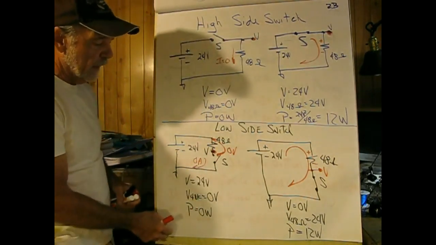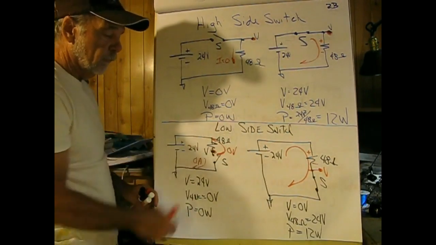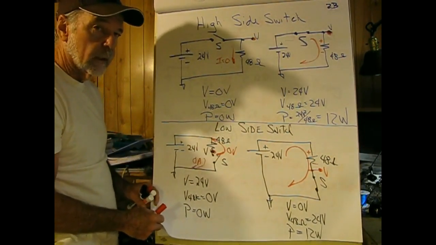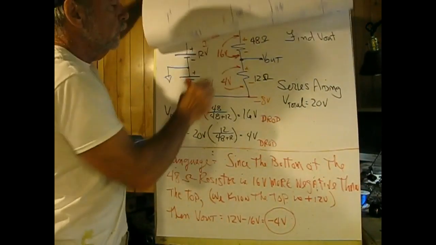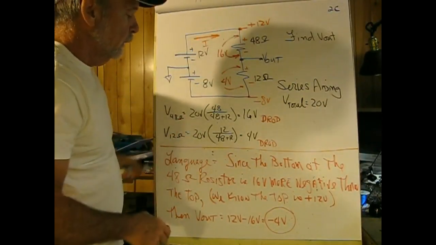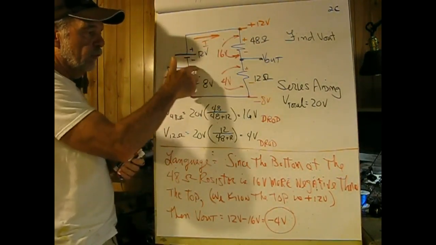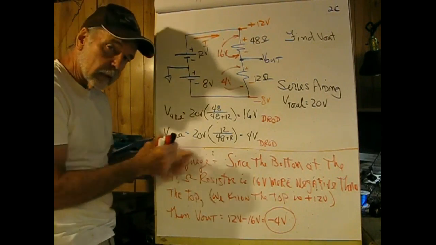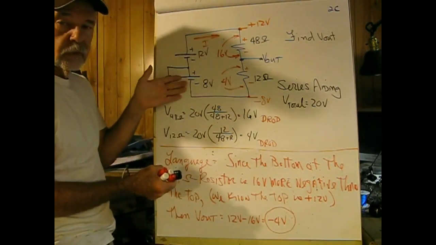So high and low side switches are important, and we're going to see a lot of these in the field effect transistors topic coming up in the future. Now let's take a circuit which is a little bit different. Here we have two different power supplies, and when you see anything like this, the first thing you ask yourself is, are these aiding or opposing?